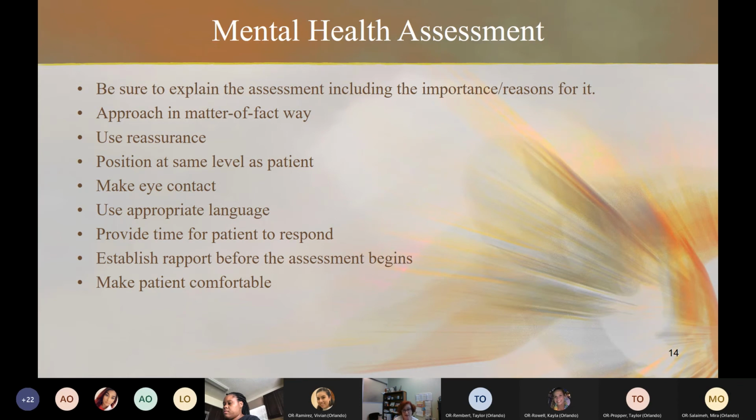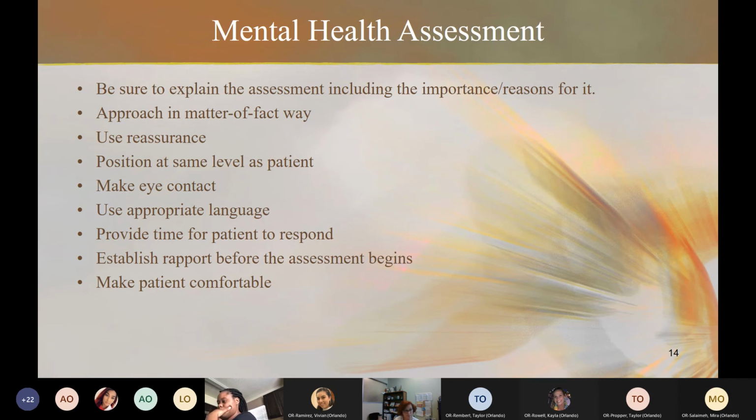Make sure we do the eye contact appropriately and speak appropriately as far as how we speak to the patient. We don't talk to them like they're babies. We don't use baby talk. We don't say sweetie and honey and all of those types of lingo that we have heard in the past.